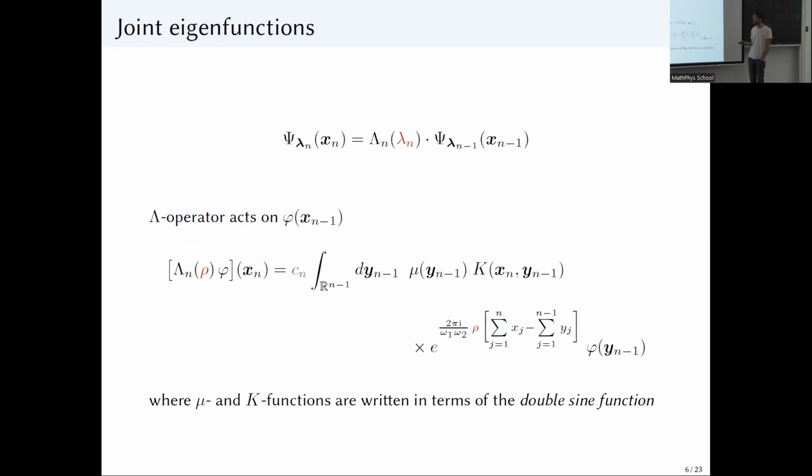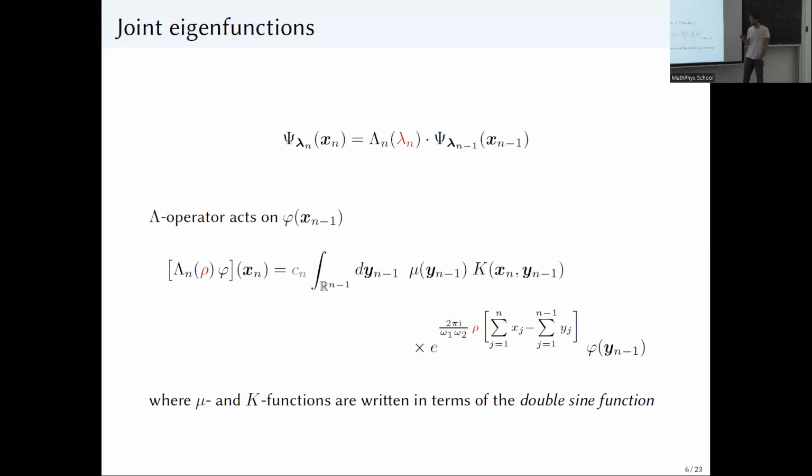And it's a recursive operator, and as it's written here, it acts on the functions of n-1 coordinates and gives you a function of n coordinates. Because in the eigenfunction on the left, we have one additional spectral variable, lambda n. This operator also depends on the spectral variable as an additional parameter. And the dependence on the spectral variable is actually very simple. It is marked with red here in this formula.